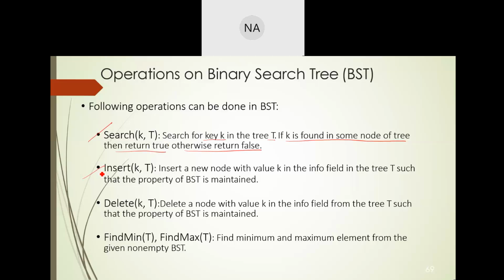Insert(K, T): insert a new node with value K in the info field of the node in the tree T such that the property of BST is maintained. Those two properties: the values in the left subtree must be smaller and the values in the right subtree must be greater. Delete(K, T): delete a node with value K in the info field from the tree T such that the property of BST is maintained.